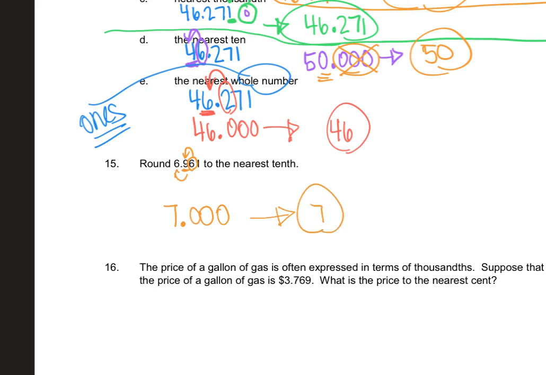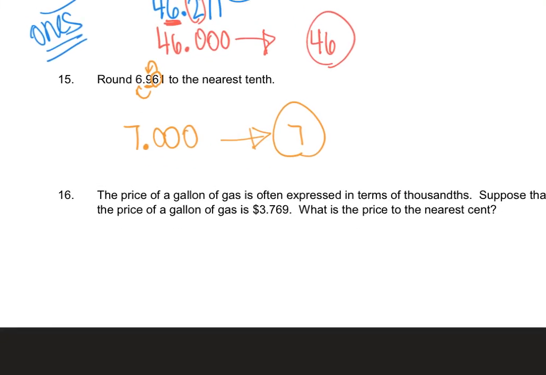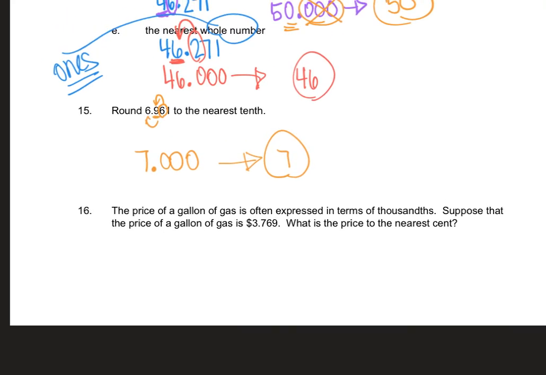And the last one, the price of the gallon of gas is, and this is a true story. You go to the gas station and you see like $2.45 and 9/10 of a cent. That's just how they've always done it. So the price of a gallon of gas is often expressed in terms of thousandths. Suppose that the price of gas is 3.769. What is the price to the nearest cent? Now, for anything money, we want 2 places after the decimal. Okay, so that's for any money. We're going to round so that it's 2 places, to the nearest hundredth.